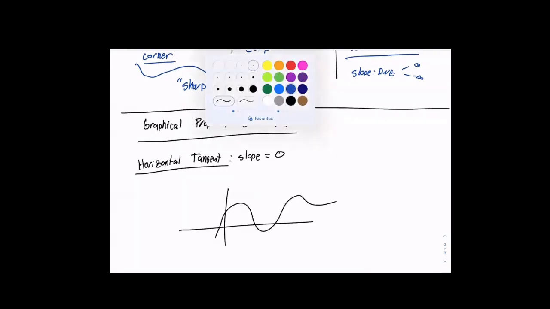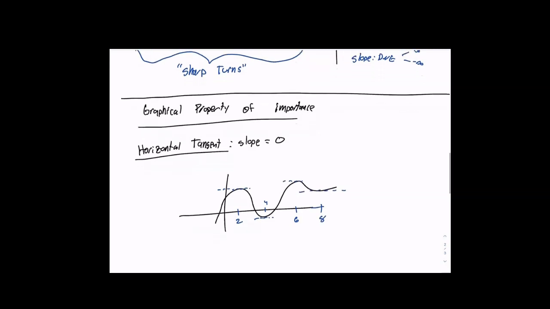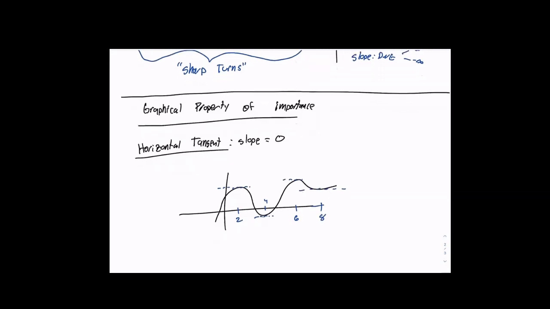So here, you can say like at 2, here, and like 4, here, and like 6, here, like at 8. You can say that there are multiple horizontal tangents. Horizontal tangents are when the slope is horizontal. The slope is 0. You will see this in some of your examples.